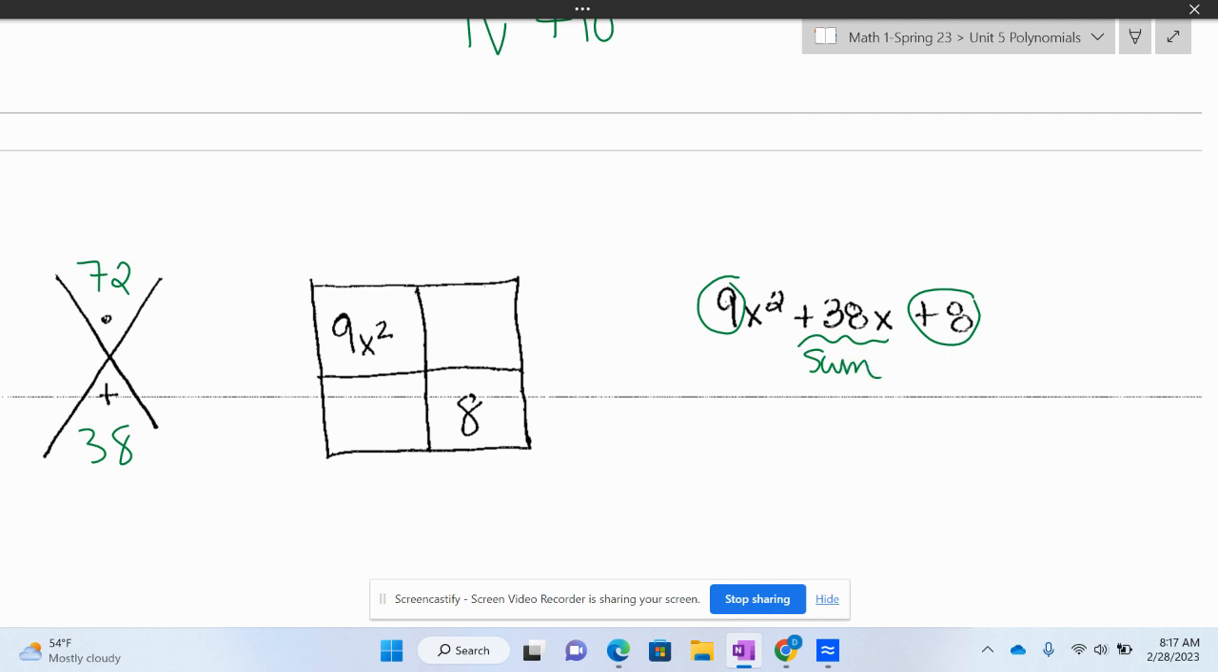Let's see. What are the two numbers that I multiply together to get 72, that when I add them, I get 38? Mary Stewart. Yeah, 2 and 36. Good job. 2 and 36. So we're not going to use the box on this one.